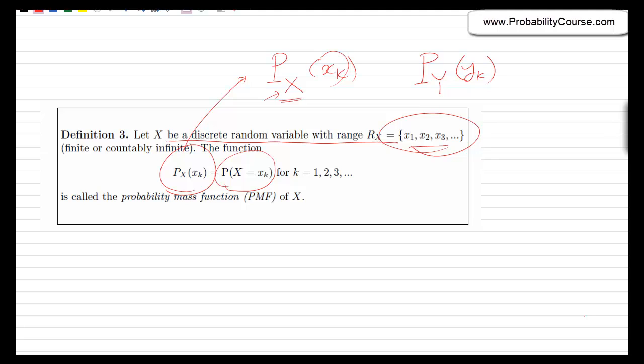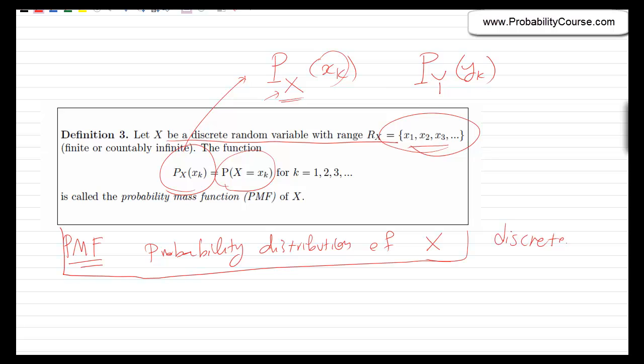So in fact, the probability mass function gives me everything that I need to know about the probabilistic behavior of my random variable. Another way of saying that sentence is that probability mass function gives me the probability distribution of the random variable X.